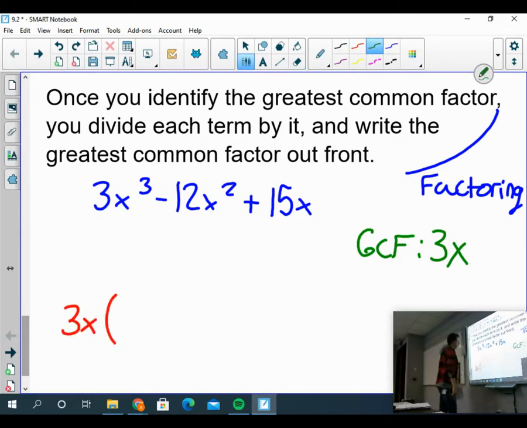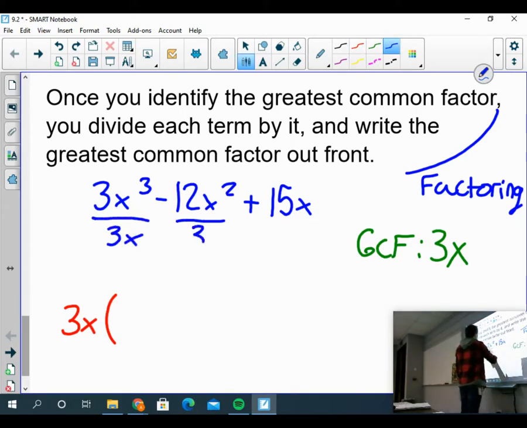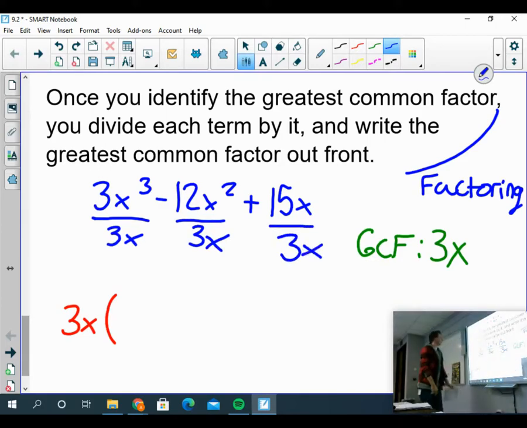Divide each term by 3x. Again, this is going to go directly back to our exponent rules. What I have here in each case is like bases divided by each other. So what's our exponent rule say? Subtract the exponents. 3 divided by 3 is 1.